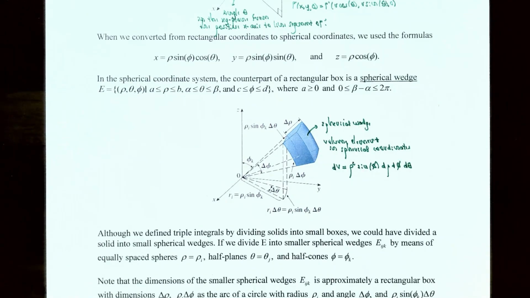Notice that a will be greater than or equal to 0, because the distance from the origin to the point P will be greater than or equal to 0 in three-dimensional space. And the way that theta is defined, it was always between 0 and 2 pi. If you take beta minus alpha, that will give you an angle that's between 0 and 2 pi.